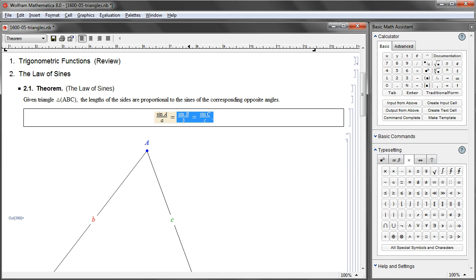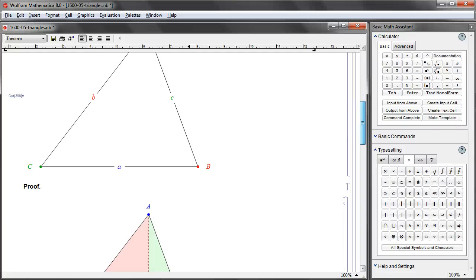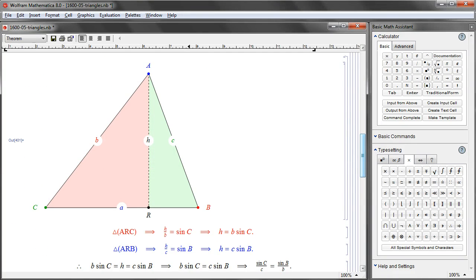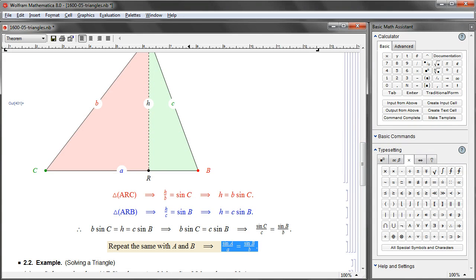How about the second equality? All we have to do is to change the viewpoint or tilt the triangle and draw a vertical line from, let's say, angle C, and then consider a couple of right triangles ACR and BCR. We're going to end up with the corresponding result. Sine of capital A over small a is equal to sine of capital B over small b.